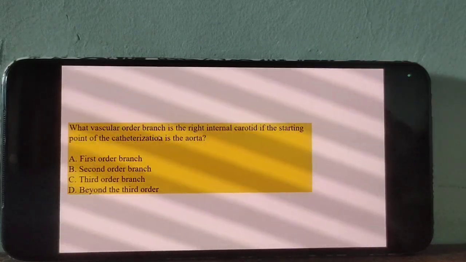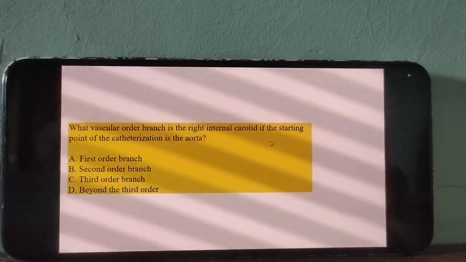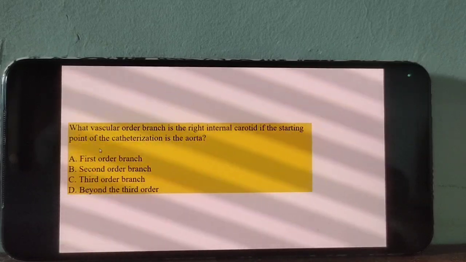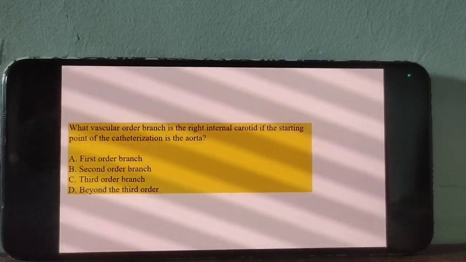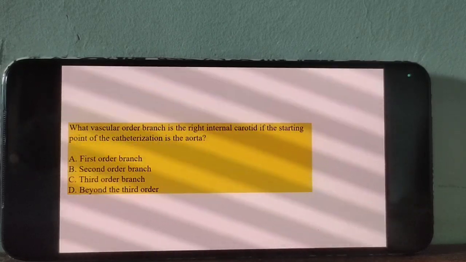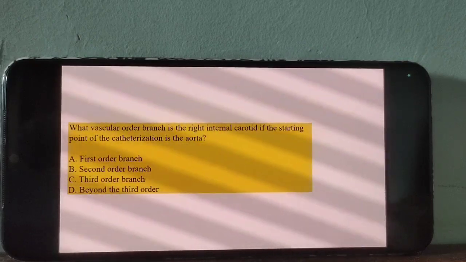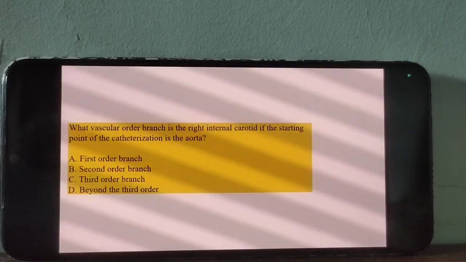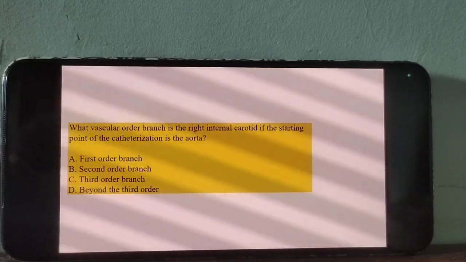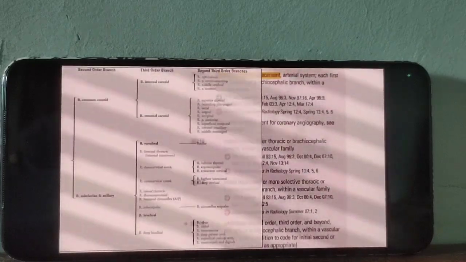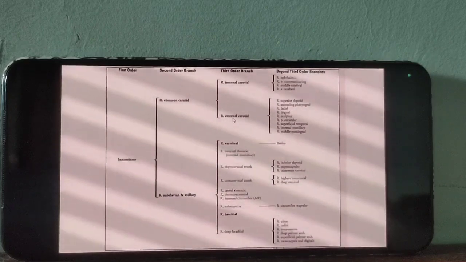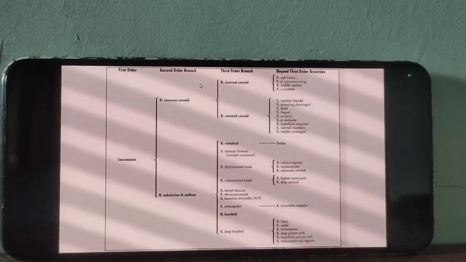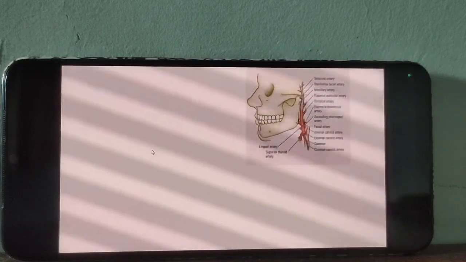Now try this question. What is the vascular order of the internal carotid, for the catheter starting point? Every catheter enters into the aorta, but here we have to identify the entry site. So what is the order of the right internal carotid? Third order. The right internal carotid is a third order. Go for third order.